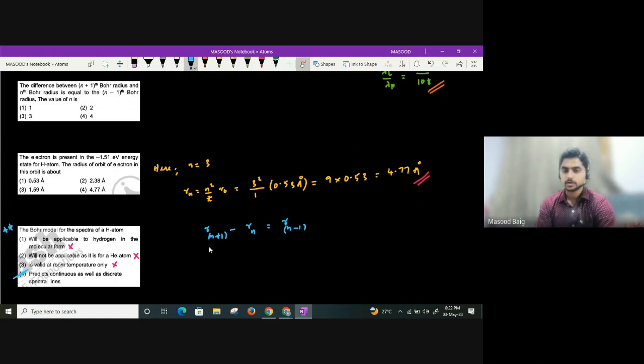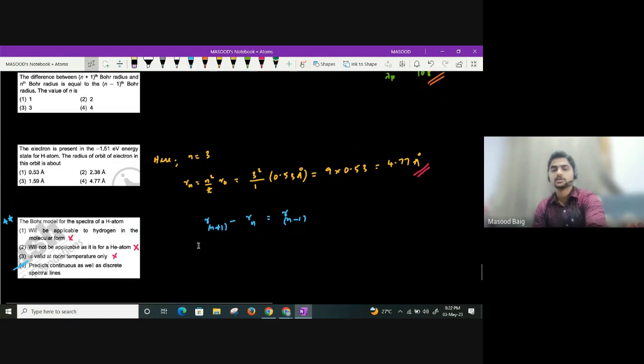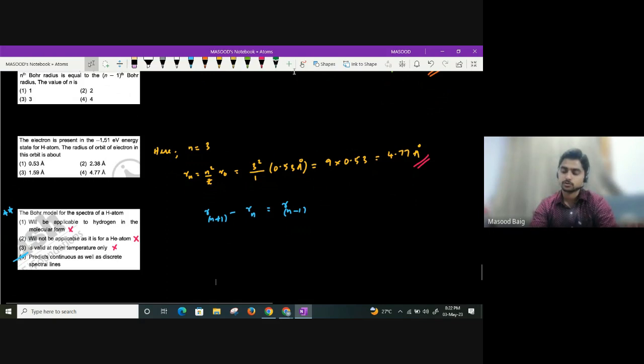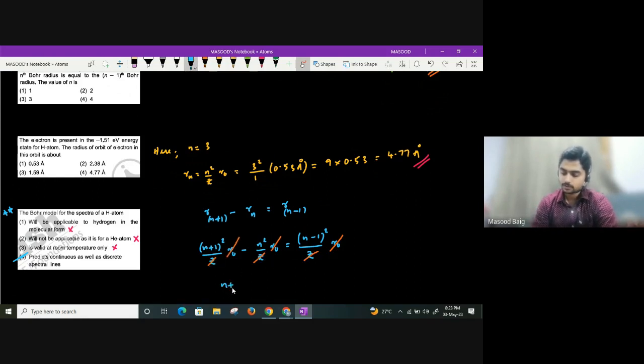Okay. Now, what is the radius in the nth orbit? How will it vary, beta? For hydrogen atom only, if I take Bohr's radius, you can take Z also. So can I write it as (n plus 1) whole square divided by Z into r naught, minus n square by Z into r naught, will be equal to (n minus 1) whole square divided by Z into r naught. What we can cancel out, beta? You can cancel out r naught, Z. What will be left with? (n plus 1) square minus n square will be equal to (n minus 1) whole square, guys.